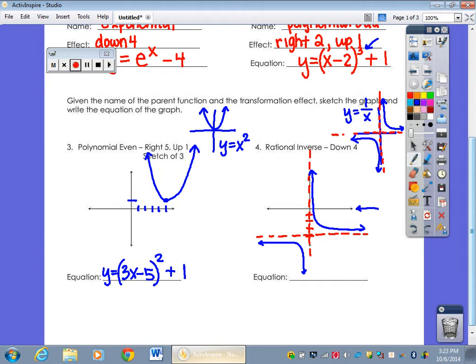And so now the equation, because it was up or down, doesn't affect inside the function, it affects outside the function. So we're not going to do anything to the x, we're going to do something to the outside of the function, and since it went down, it's going to be -4.